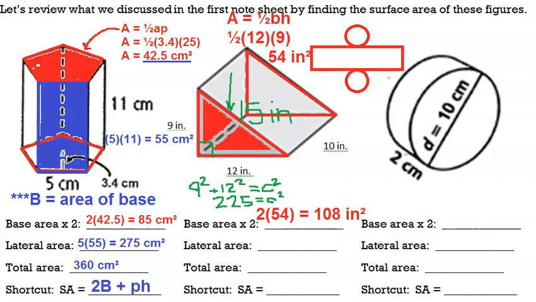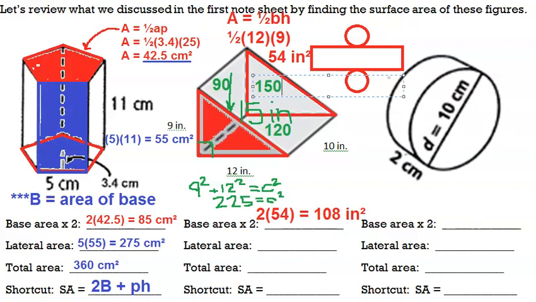So let's go back to what we just talked about. We have a rectangle over here that has an area of 90. We have a rectangle on bottom that has an area of 12 times 10, 120. And now we have this top face, which is 15 times 10, which is 150.